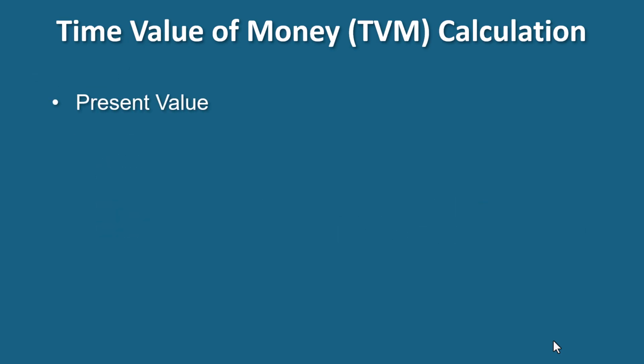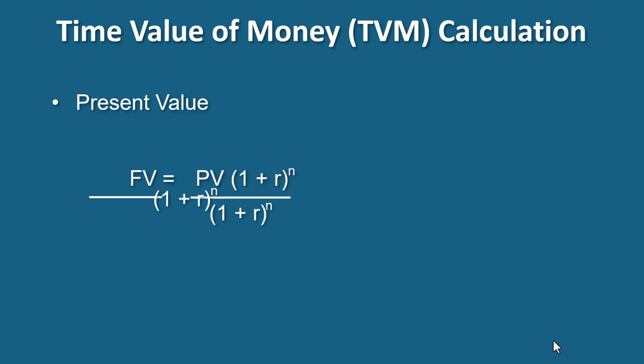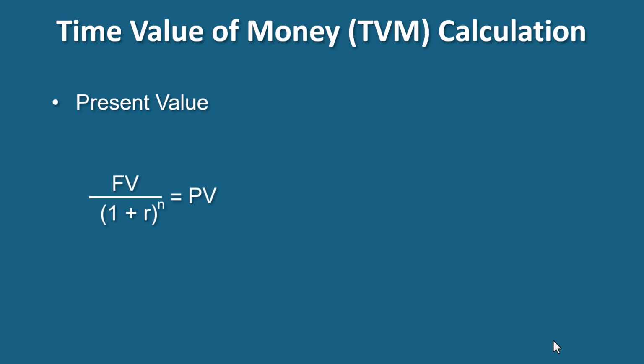Now, what if you want to calculate present value? We can derive the present value formula from the same future value formula by dividing both sides by 1 plus r raised to the power of n. Then we have to cross both sides while present value will remain single on one side of the equal sign. So the formula becomes present value equals future value divided by open bracket 1 plus r close bracket raised to the power of n. Now, I have a question for you.